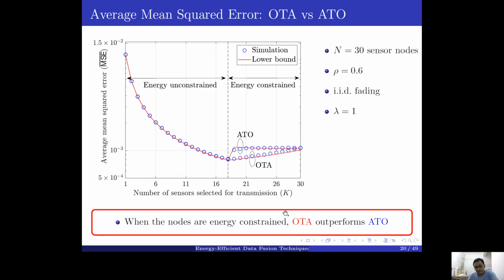Thus, the key takeaway from this slide is that when the nodes are energy constrained, counterintuitively, OTA outperforms ATO.